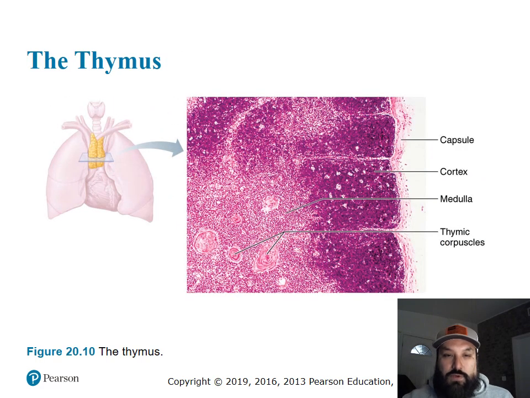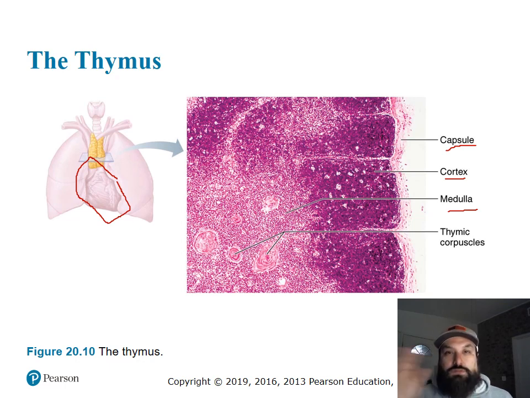Okay? And finally, you see there's figure 20.10. There's your thymus overlying the heart. You can see the heart in this picture right here. There's the thymus in yellow overlying the heart. If you look inside, you've got the same kind of words we use for a node, for a kidney, for many organs: the capsule, the cortex, the medulla.